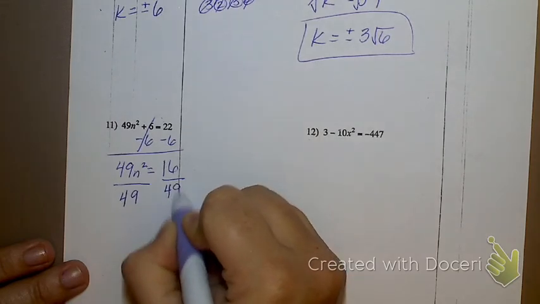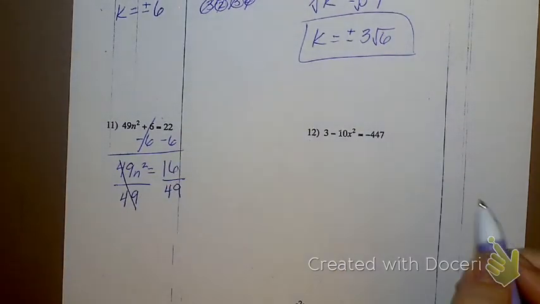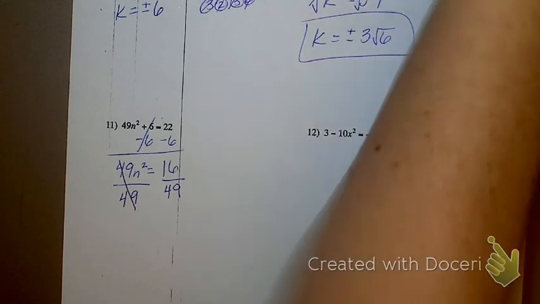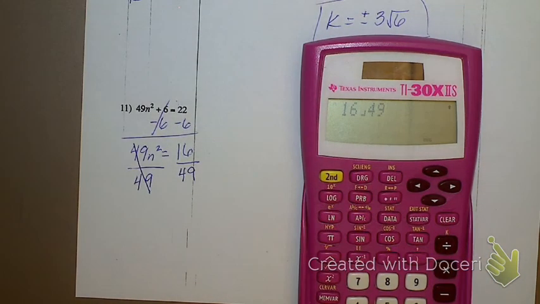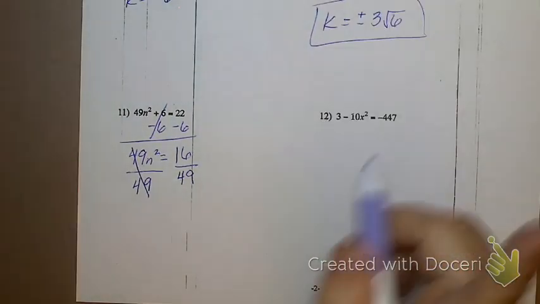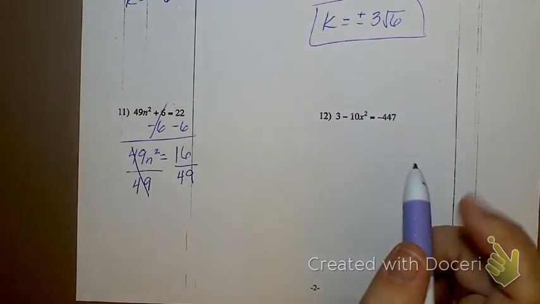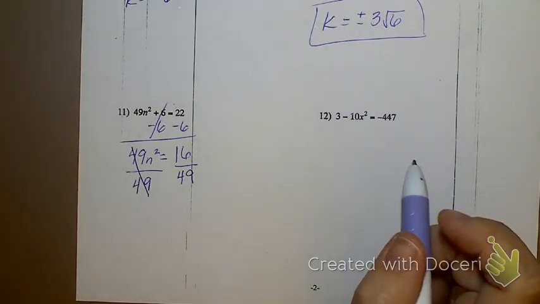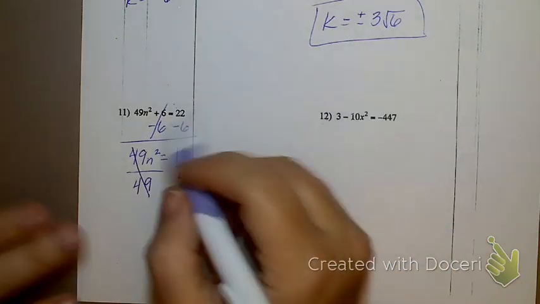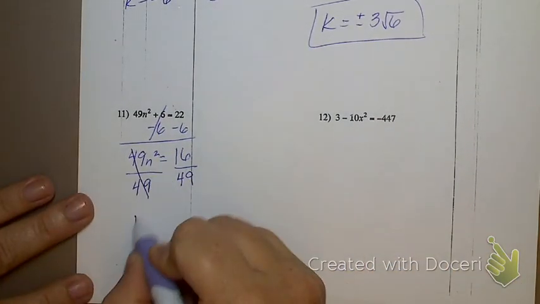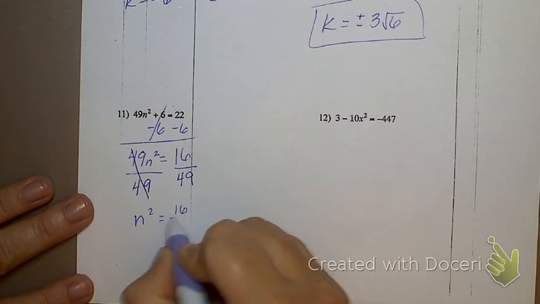Now this one's a little messy, because does 16 divide by 49 nicely? Does 16 over 49 reduce? Nope. But what do you notice about 16 and 49? Do you notice anything about them? No? Okay. So I have n squared equals 16 over 49.